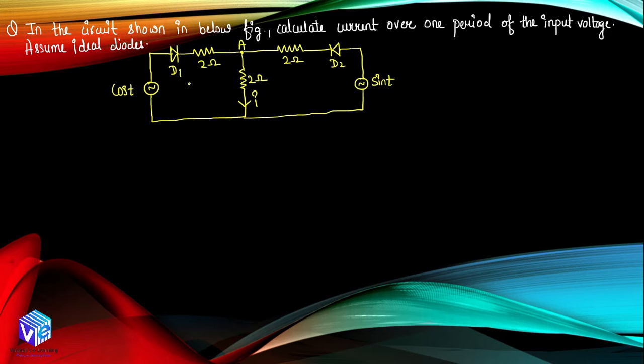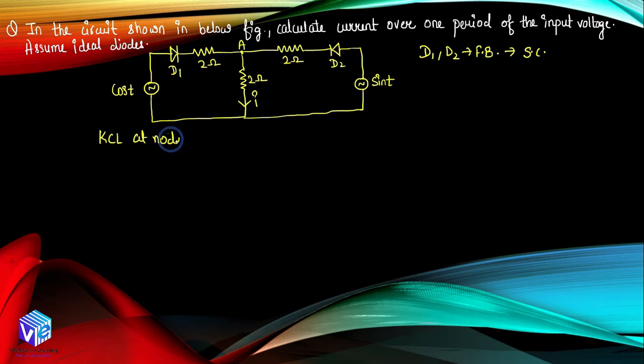So I can write it down: D1 and D2 are forward biased, and when they are forward biased we can replace them with a short circuit, right? So you can assume that here we have a short circuit, and now it is a very simple problem where we have the voltages as cos t and sin t and some resistances over here, and we can find out the current, right? So this is a simple network problem that we have.